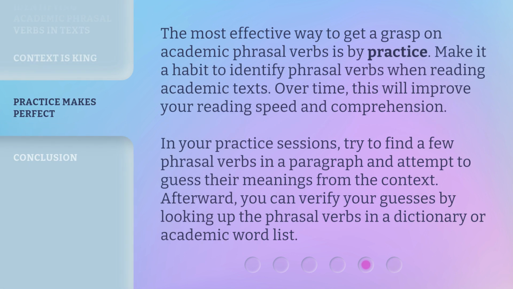The most effective way to get a grasp on academic phrasal verbs is by practice. Make it a habit to identify phrasal verbs when reading academic texts. Over time, this will improve your reading speed and comprehension. In your practice sessions, try to find a few phrasal verbs in a paragraph and attempt to guess their meanings from the context. Afterward, you can verify your guesses by looking up the phrasal verbs in a dictionary or academic word list.